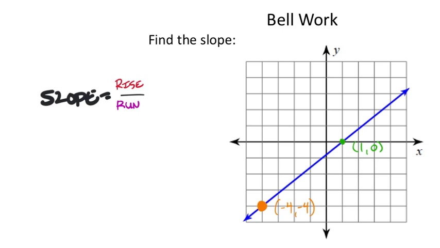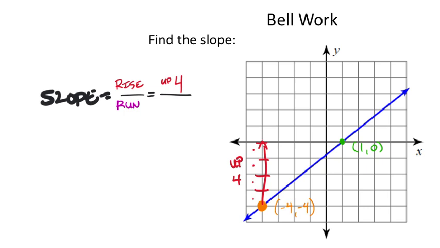But for me, my rise, I can see it's going to go up. How far up is that? Well, you can count the boxes, 1, 2, 3, 4. Or you could count the lines, 1, 2, 3, 4. Okay, so in either case, it still goes up 4. So the rise is up 4. And the reason why up is important is because that makes it a positive value, 4.